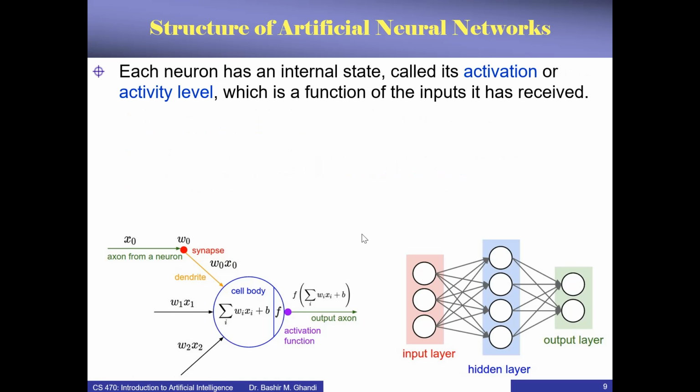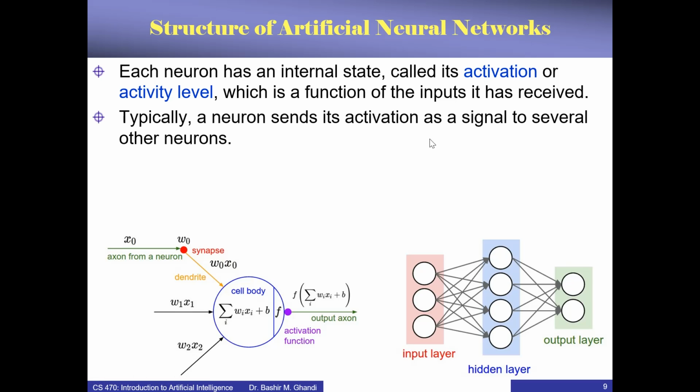Now, each neuron has an internal state called its activation or activity level, which is a function of the inputs it has received. As I already explained, the summation of these products of weights and input values plus the bias is passed through a function. That function is what we are talking about here. This is the activation function. Typically, a neuron sends its activation as a signal to several other neurons.